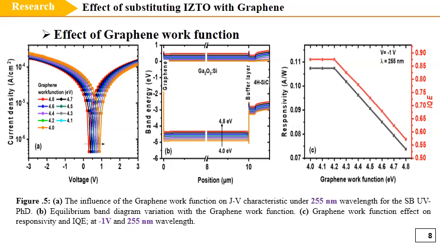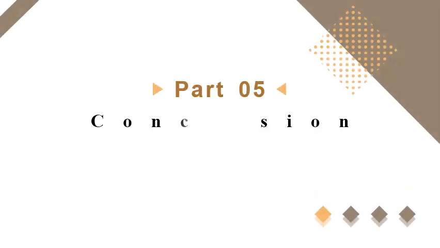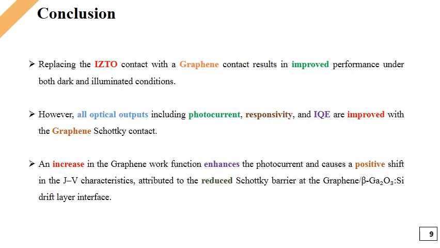Now I will conclude my research. Replacing IZTO contacts with graphene contacts results in improved performance under both dark and illuminated conditions. All optical outputs including photocurrent, responsivity and EQE improve with the graphene Schottky contacts, and increasing the graphene work function enhanced the photocurrent and caused the positive shift in the IV characteristic, attributed to the reduced Schottky barrier at the graphene and beta-gallium oxide Se drift layer interface.